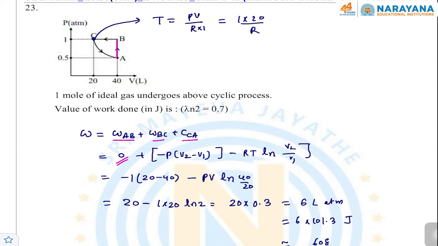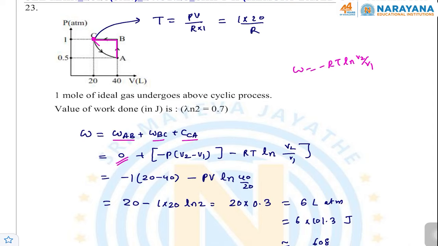So work done during the isochoric process is 0. B to C is an isobaric process. We can write work done is minus P into V2 minus V1. C to A is an isothermal process. For an isothermal process, we can write work done is minus RT ln V2 by V1. So to calculate work done, here temperature is not given.